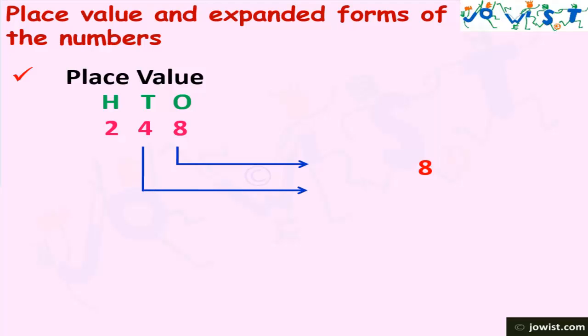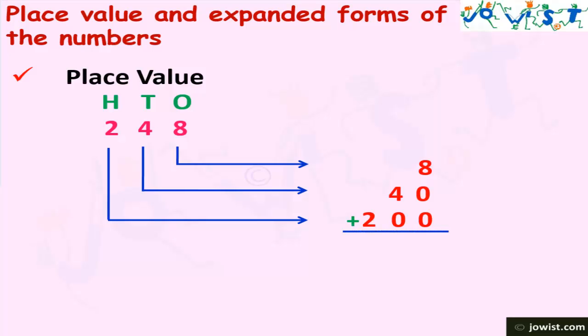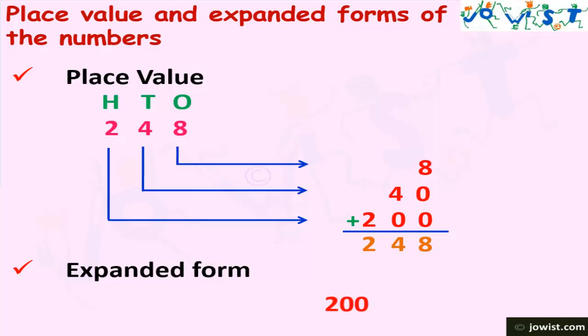The value of 4 here is 40, as there are 4 tens. The value of 2 is 200, as there are 2 hundreds. Adding it together, we have 8 plus 40 plus 200. The total is 248. If we write it in expanded form, we will write 200 plus 40 plus 8.